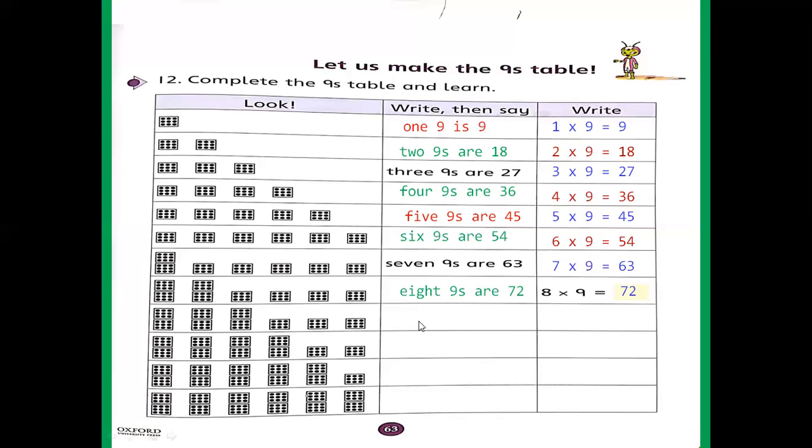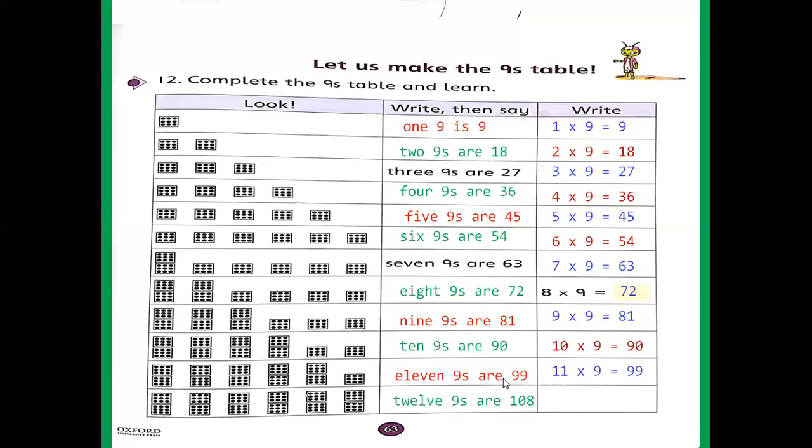1, 2, 3, 4, 5, 6, 7, 8, 9. 9 9s are 81. 1, 2, 3, 4, 5, 6, 7, 8, 9, 10. 10 9s are 90. 1 through 11. 11 9s are 99. 1 through 12. 12 9s are 108. Okay.